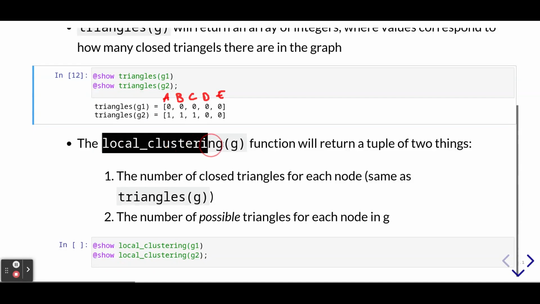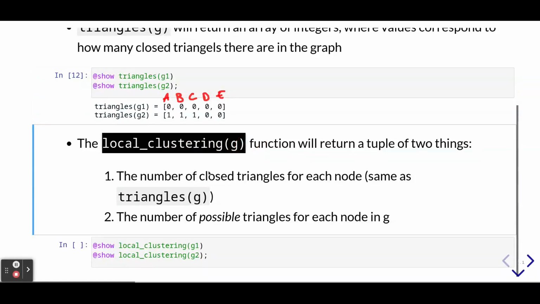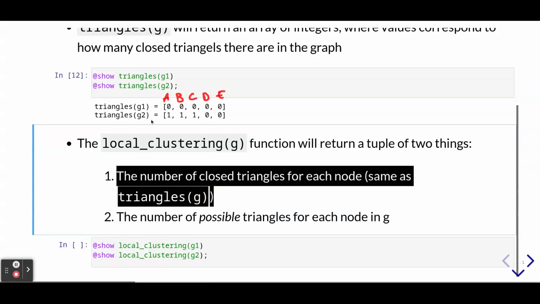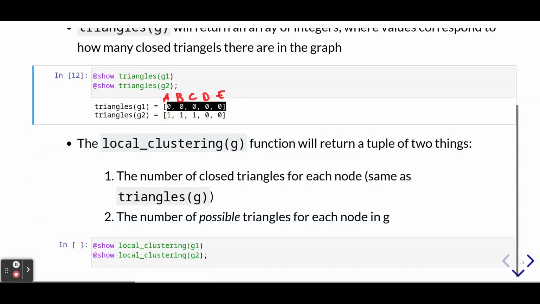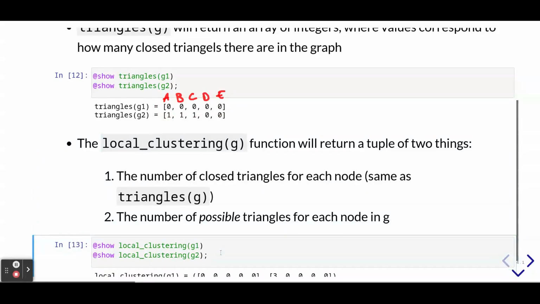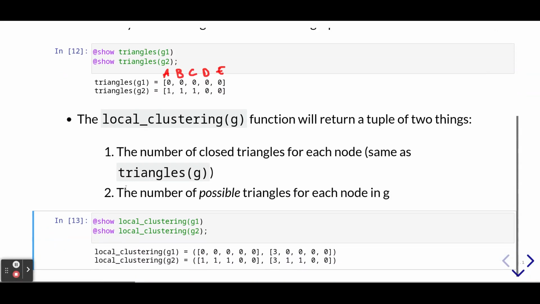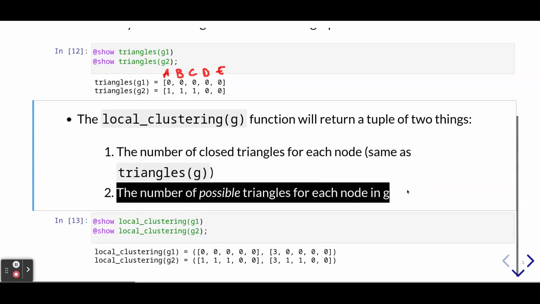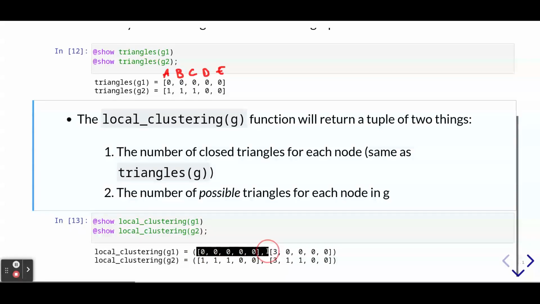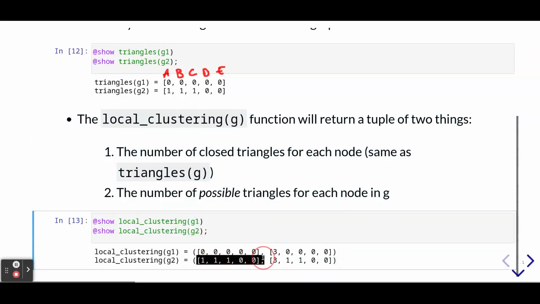Now, the local clustering function will actually return a tuple of two things. First, it's going to return exactly what we just saw, so it's going to return the number of closed triangles for each node. But the second thing it returns is the total number of open triangles, or possible triangles, for each node. So here's how we interpret it. We've already talked about the first element of each of these return tuples. This is counting closed triangles. The second element is new.